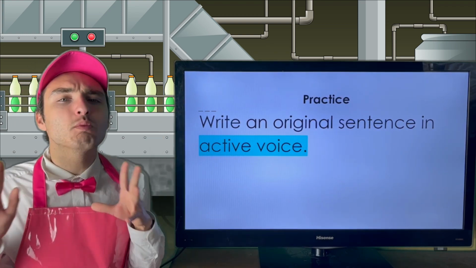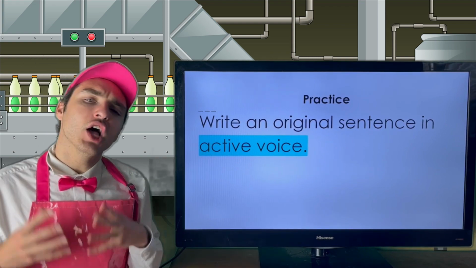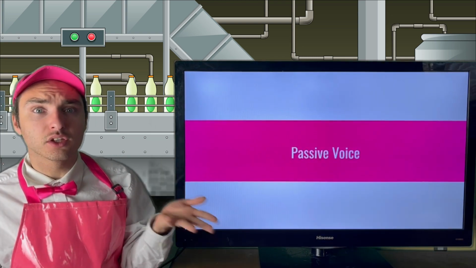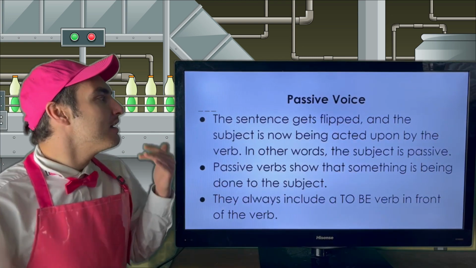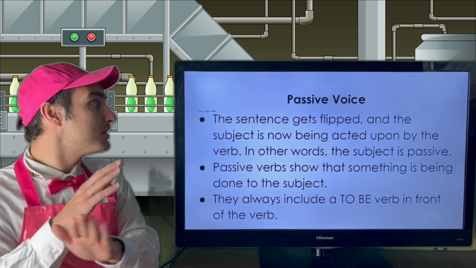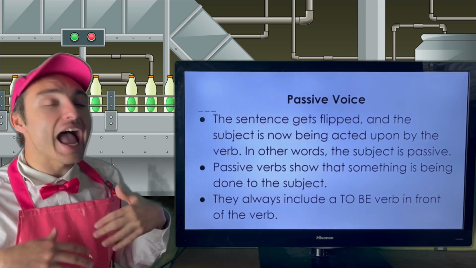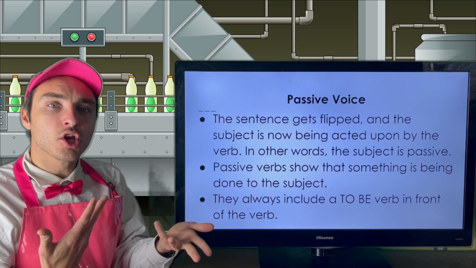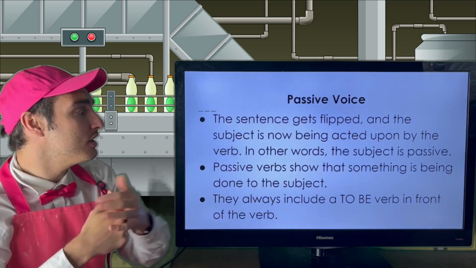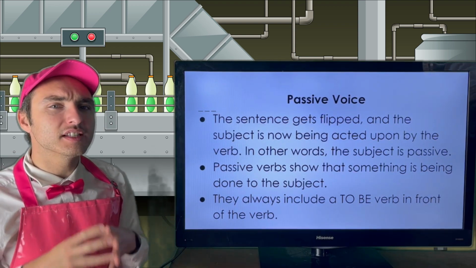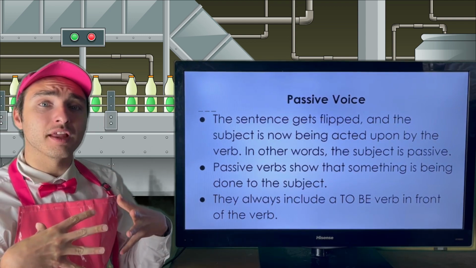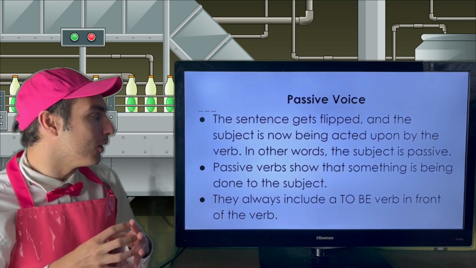But active voice is only one part of tonight's lesson. Let's go ahead and jump into the second part, which is passive voice. Well, basically, when it comes to passive voice, the sentence gets flipped, and the subject is now being acted upon by the verb. So rather than the subject performing the verb, the verb is being acted upon the subject. In other words, the subject becomes passive. It becomes the receiver of the sentence rather than the one actively performing the verb.